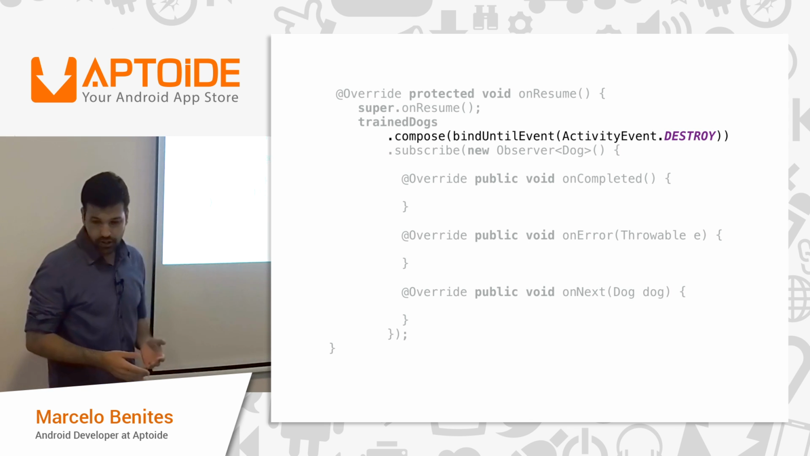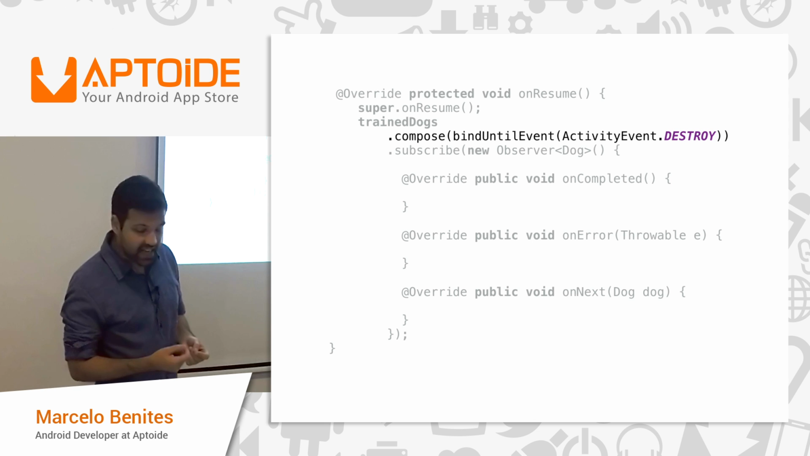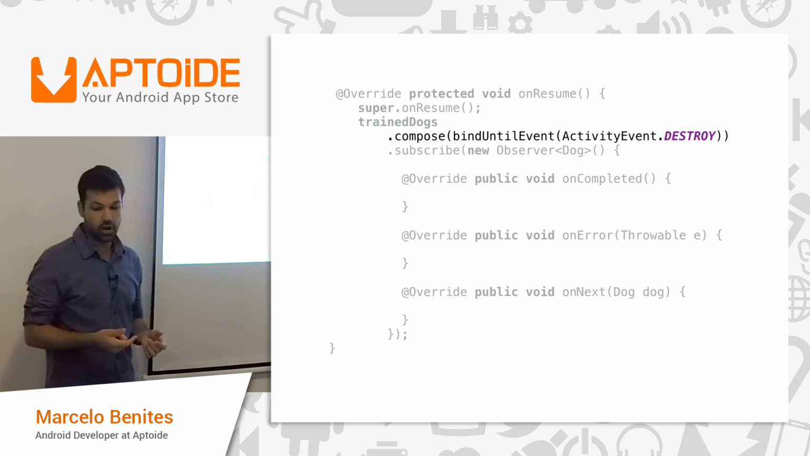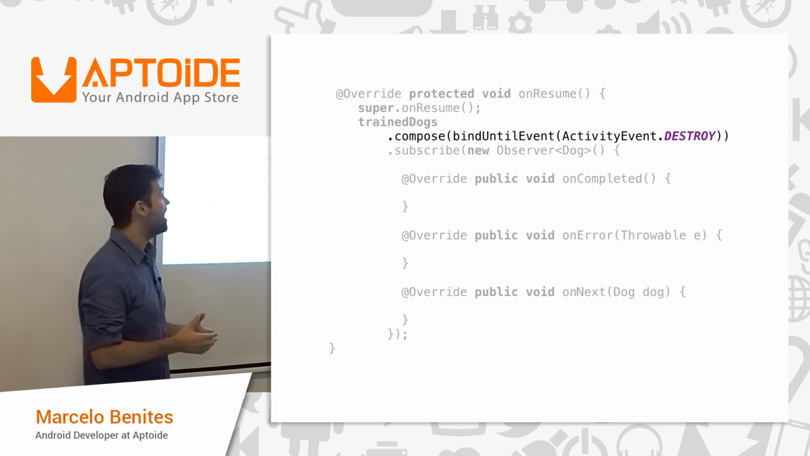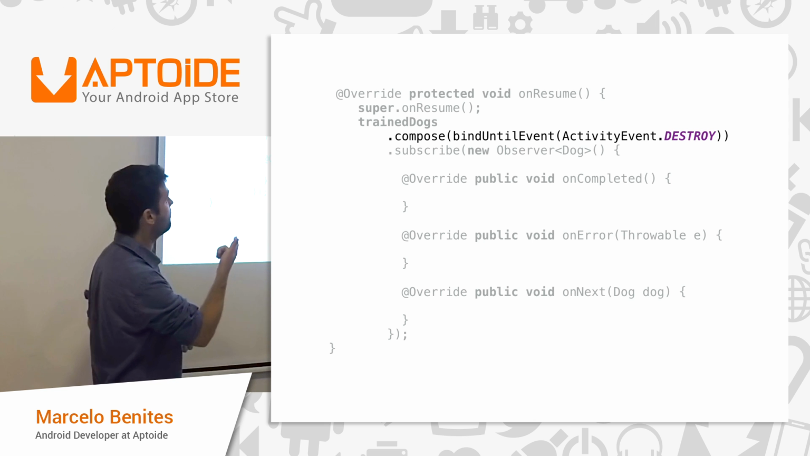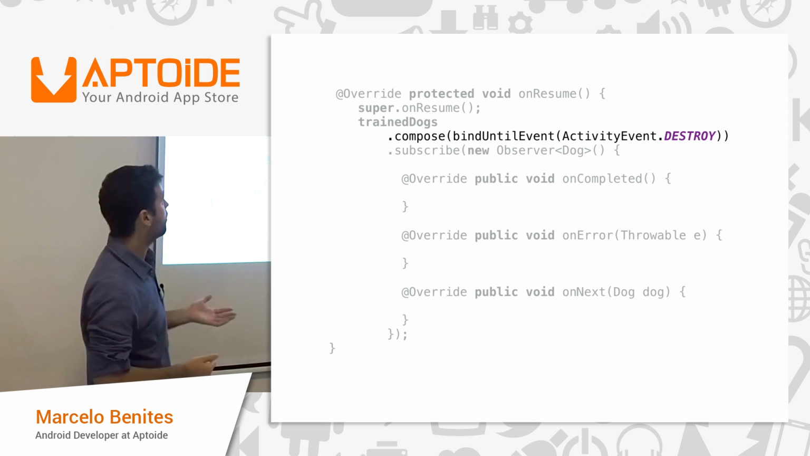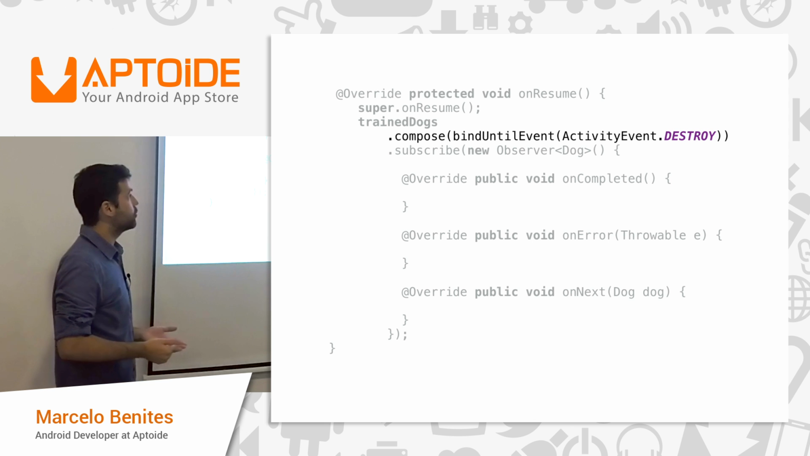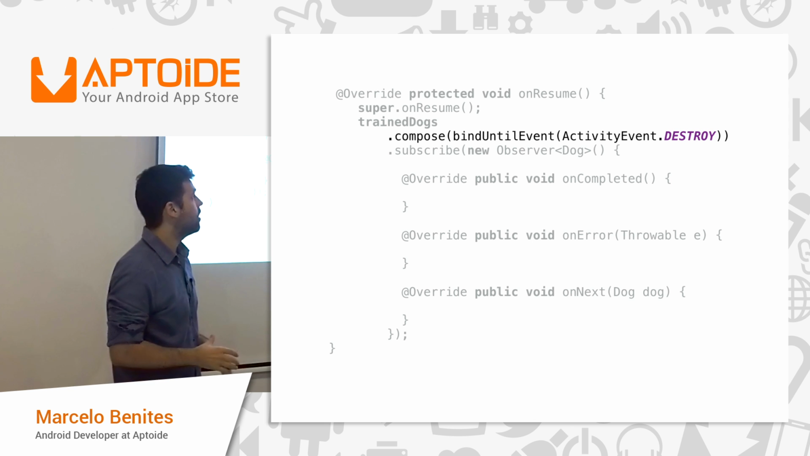But maybe you don't want to bind to lifecycle. You want to say exactly when you want your observable to be unsubscribed. So you can use compose and bindUntilEvent. So in that case, we are going to start to listen in onResume, but we are going only to stop listening in onDestroy.